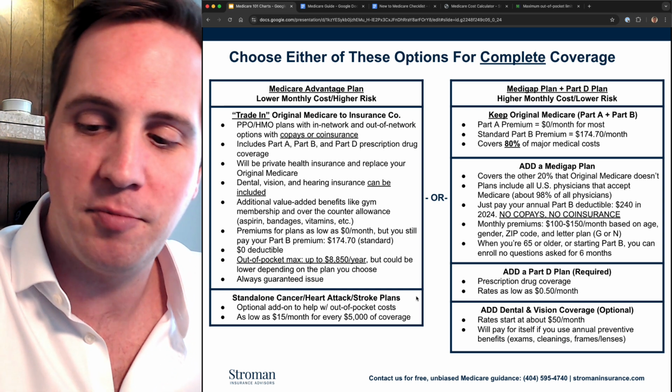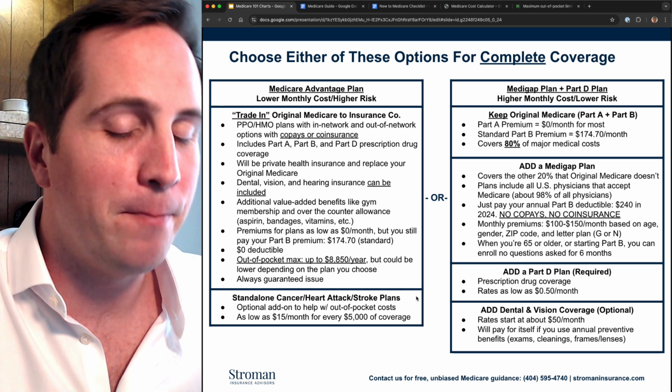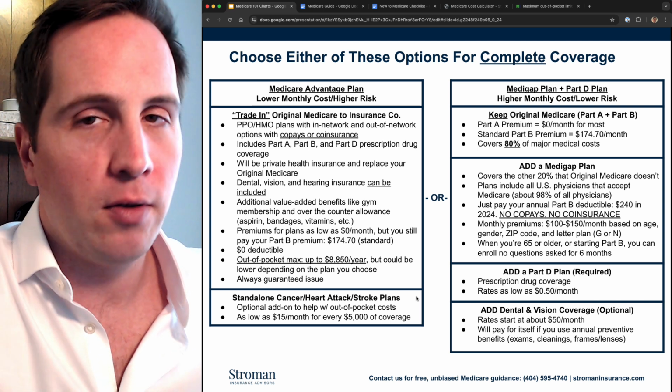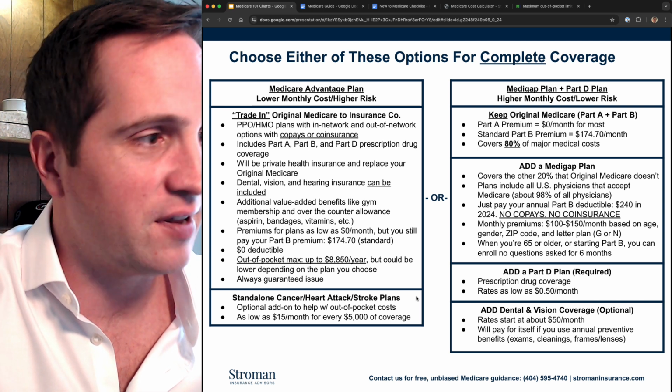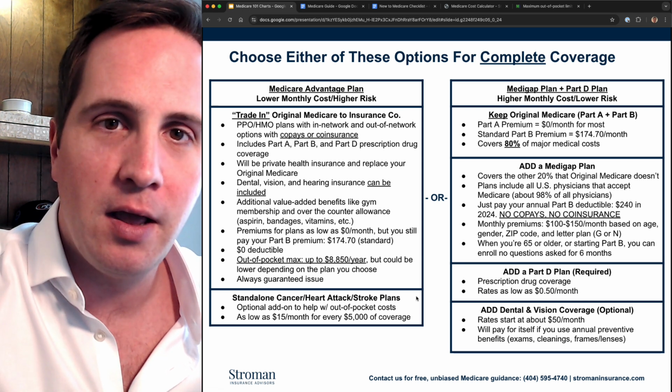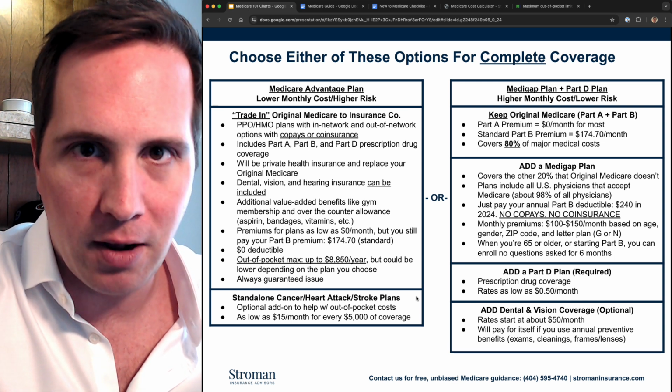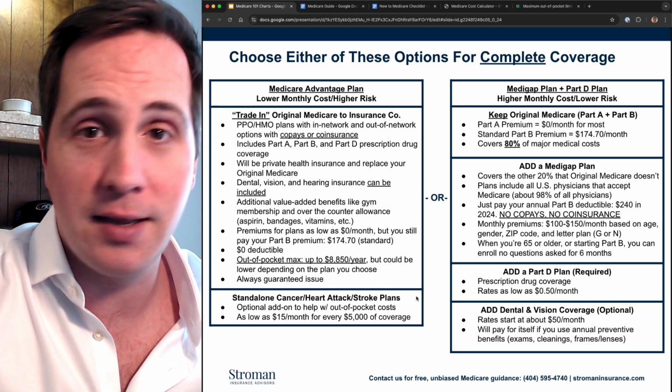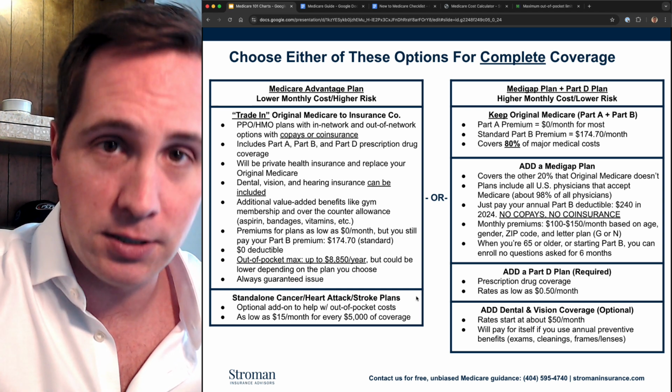Last point here, these plans are always guaranteed issue, which means you can enroll in one with no health questions asked. Now, you need to do it during the specified enrollment periods, but they can't discriminate based on your health. If you want the plan and it's the right time to enroll in it, you can do it, no questions asked.